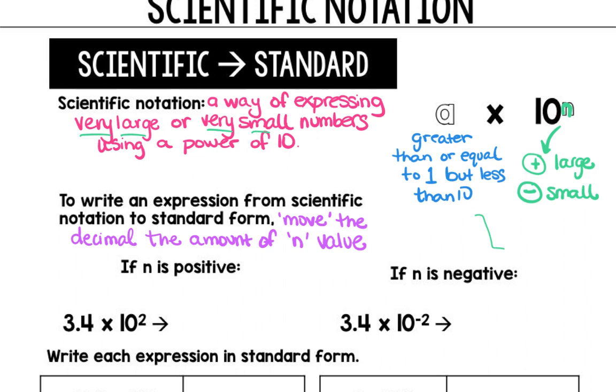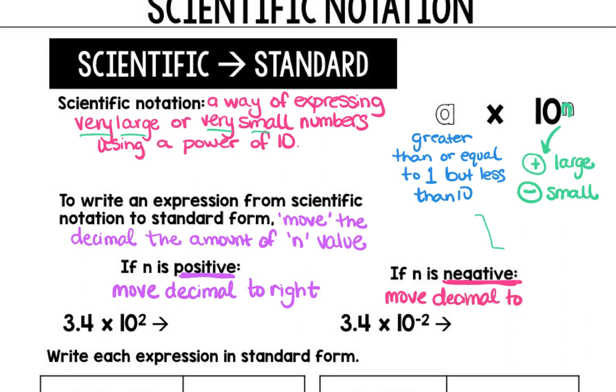So back to talking about if the exponent is positive, that means we're multiplying by 10 that many times. So we're going to move the decimal to the right. That's what makes that very large number. If n is negative, we're going to move the decimal to the left. We're dividing by 10 that many times. Move the decimal to the left.